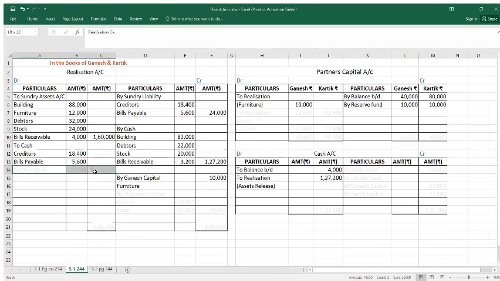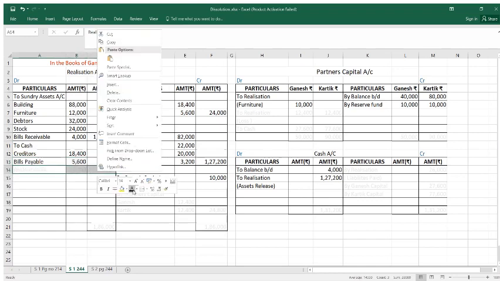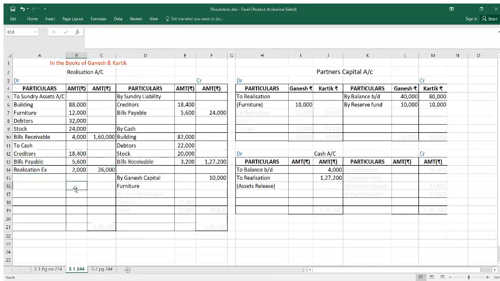Bills payable 5,600, and the dissolution expenses, or you can say the realization expenses 2,000. So total is 26,000.